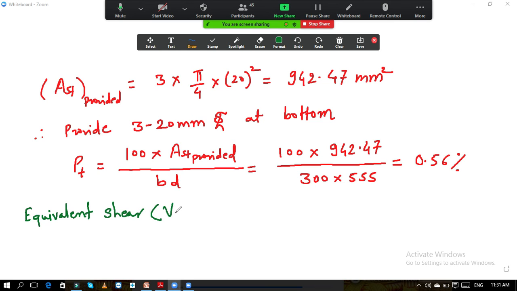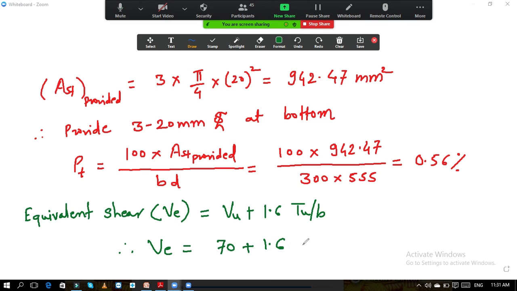So equivalent shear, the notation is VE, and it can be calculated as VU plus 1.6 TU by B. This is the formula. So therefore VE is equal to VU. Now what is the factored shear force? Value of factored shear force was given in the problem. So that value is how much? I think 70, it may be 70, correct me if I'm wrong, and it is a factored value, so there is no need to multiply it by 1.5. Factored value 70 plus 1.6 TU.